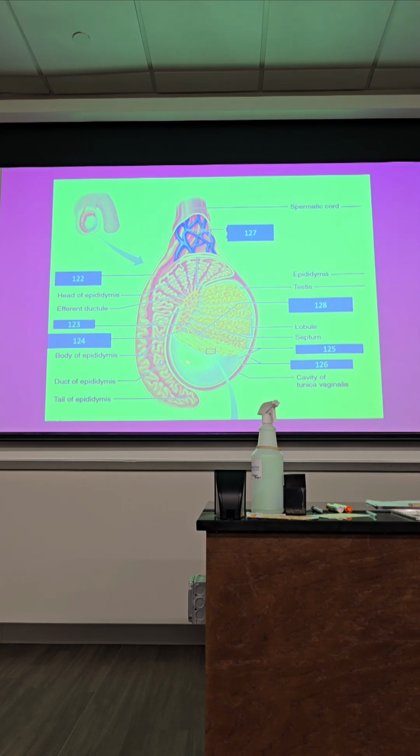Okay, what's this one right here? Tunica vaginalis. What is this brown area we have here? What's that called? The tunica albuginea. Okay, so remember, the outermost one is the tunica vaginalis, and this brown area on the inside is the tunica albuginea.